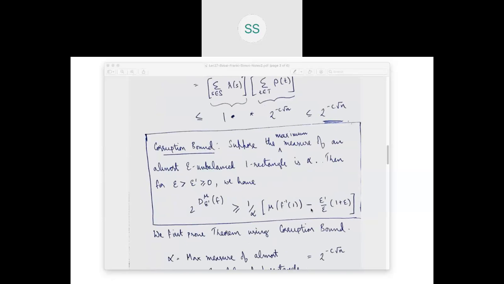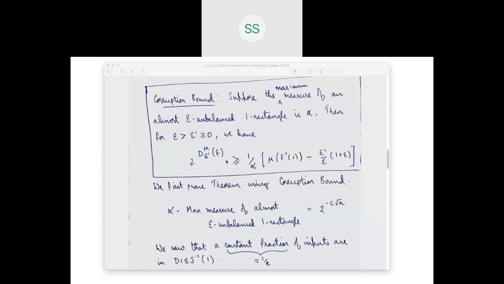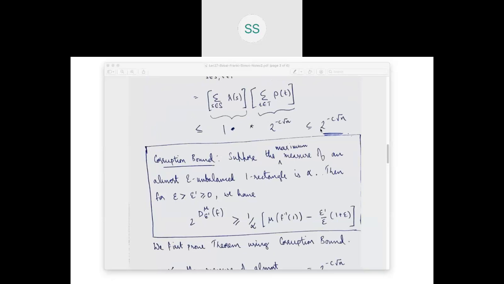Then we have the corruption bound, which says that if the maximum measure of an almost epsilon unbalanced one rectangle is alpha, and if we have an error parameter epsilon prime, which is strictly less than epsilon, then 2 power the distributional complexity is at least this. So now we prove the theorem using the corruption bound. Where f is the disjointness function, epsilon prime is the parameter, and alpha, as we've just seen, is 2 power minus c square root n.